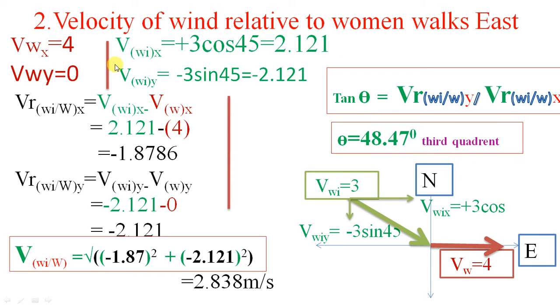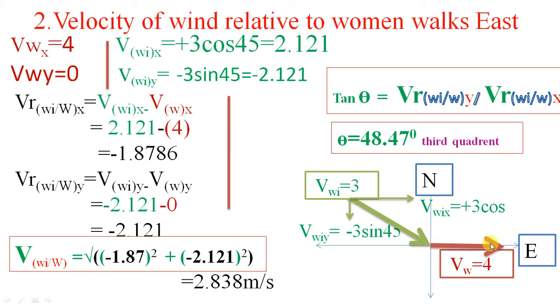Sorry, first we have to solve the second case, when the woman walks towards the east. Then we will come to the first case, when the woman walks towards the west. Okay, you can solve the first case also. By mistake I have solved the second case. So here we find the velocity of wind relative to the woman when the woman walks towards the east.